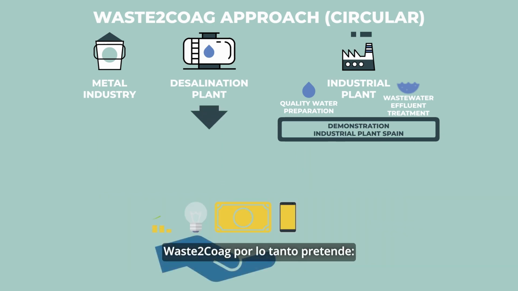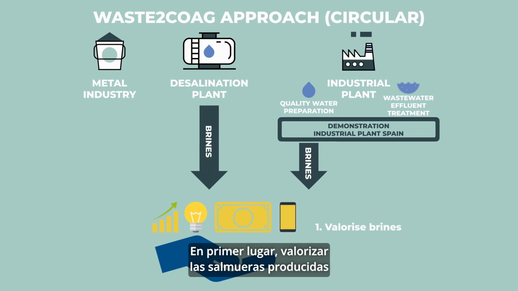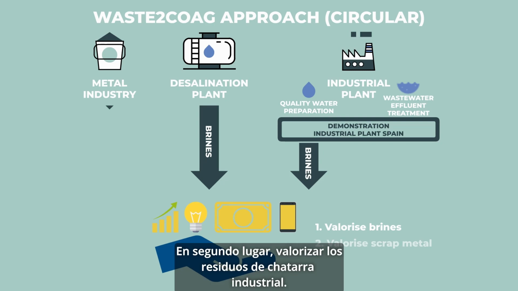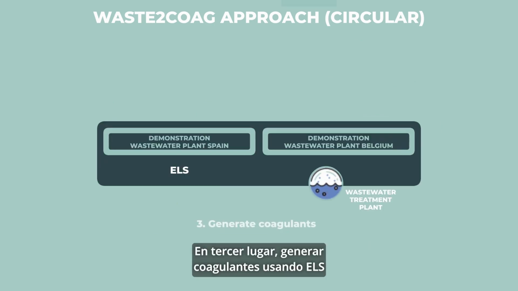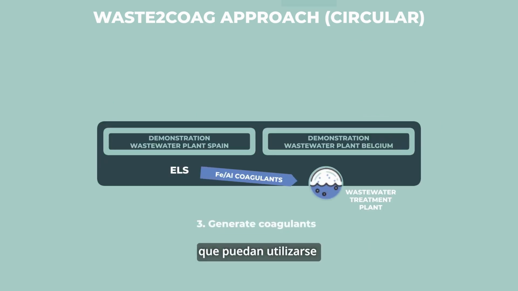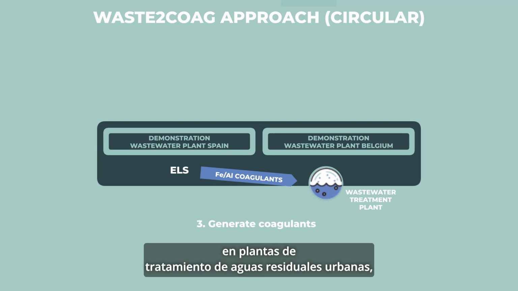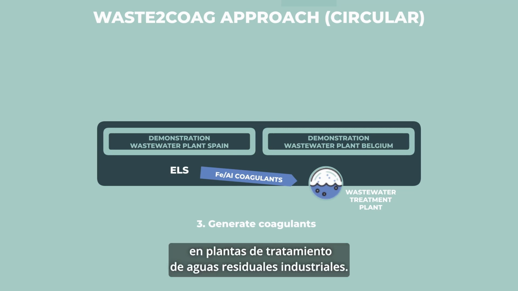Waste2Coag will therefore, firstly, valorize the brines produced in desalination and industrial plants. Secondly, valorize industrial scrap metal waste generated by the metal industry. Thirdly, generate coagulants using ELS, which can be used in urban wastewater treatment plants as well as industrial wastewater treatment plants.